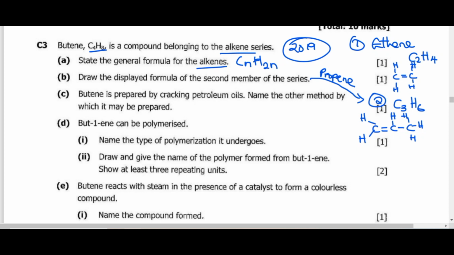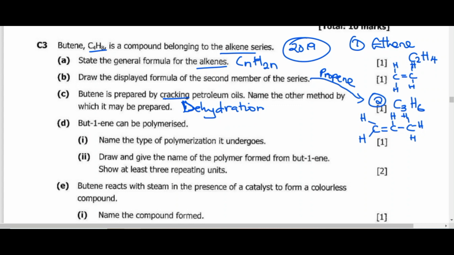Butane is produced by cracking petroleum oil. Name the other method by which it may be prepared, apart from cracking. The other method is dehydration. Dehydration is where you remove what? Water. So that is the method.